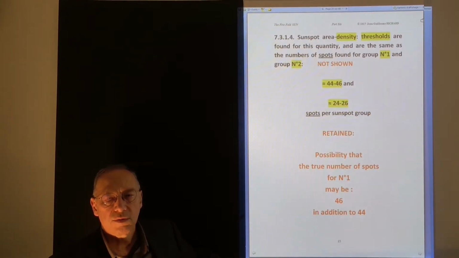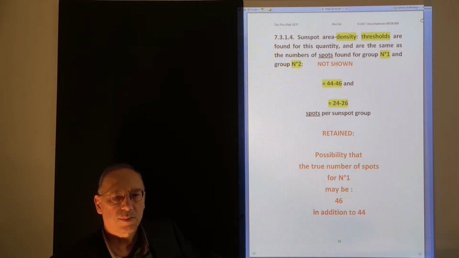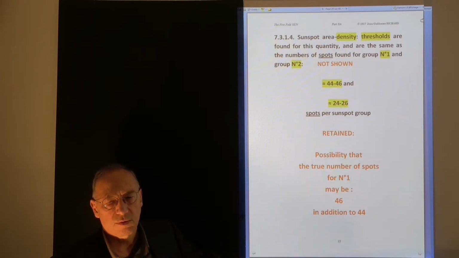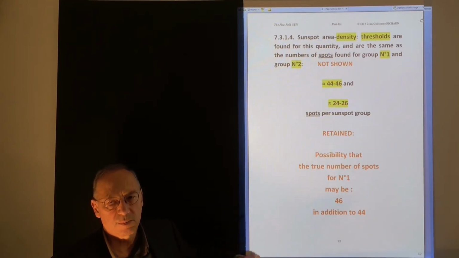It is interesting to note that if we compare with the sunspot area density threshold that can be found from some publications, we see that there is a threshold near 46 sunspots per group and a threshold near 24 or 26 sunspots per group. This is not shown here for lack of time, but we retain in the Fivefold Sun as a book the possibility that the true number of spots for the number 1 may be in fact 46 as well as 44.